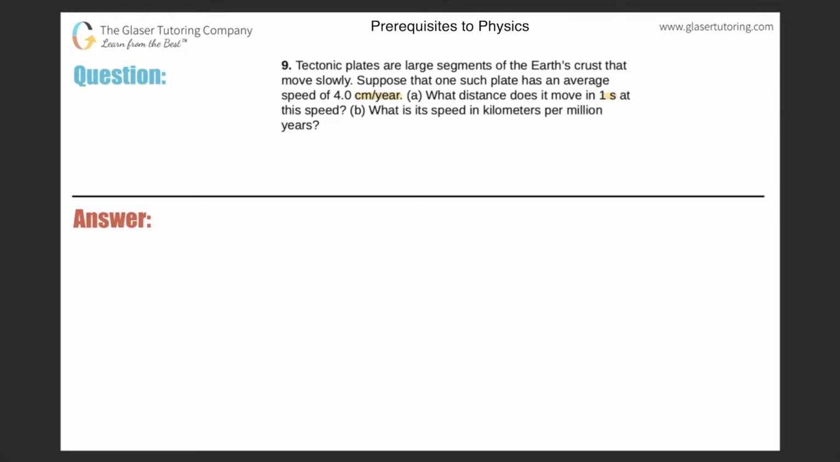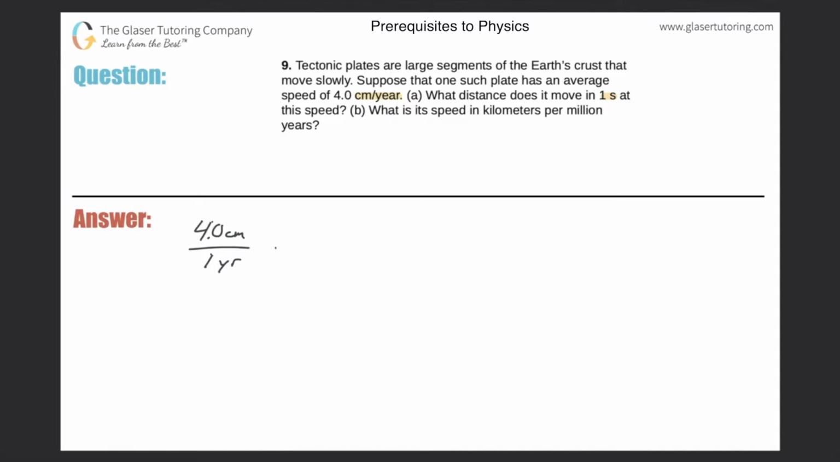And they don't give us the units that we need to calculate for distance, so I'm just going to assume that we can answer the distance in centimeters. All right, so let me write down what I'm given. So we have 4.0 centimeters per year, per 1 year that is. Not 1 yard, but 1 year. And this is the speed at which the tectonic plate is moving.